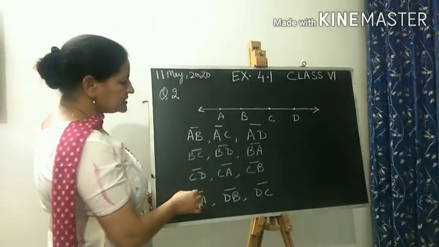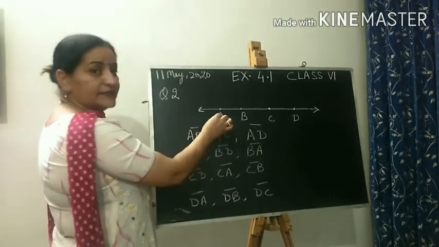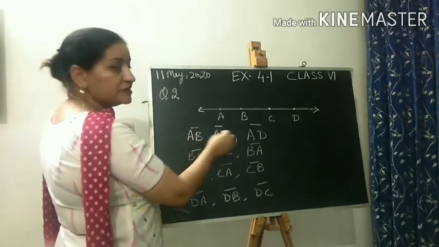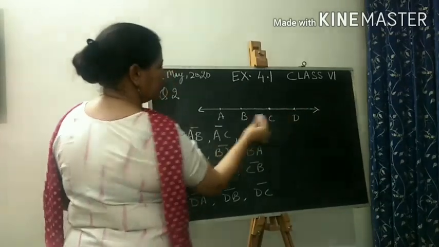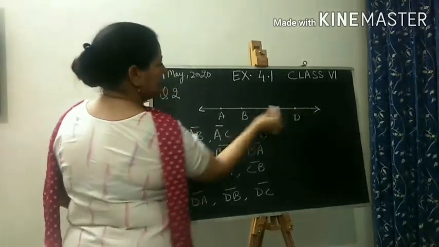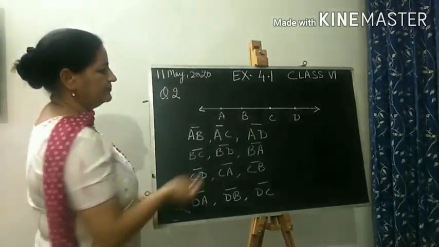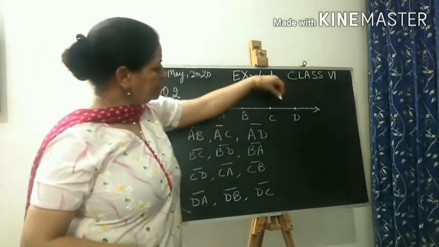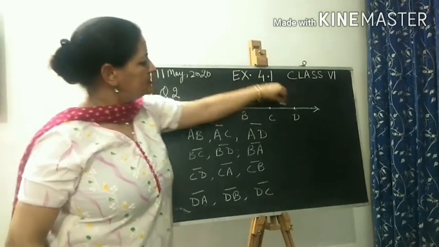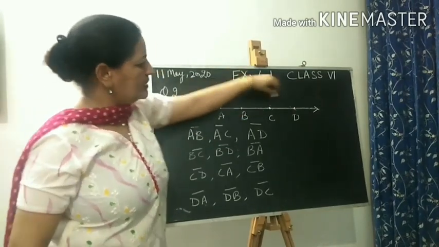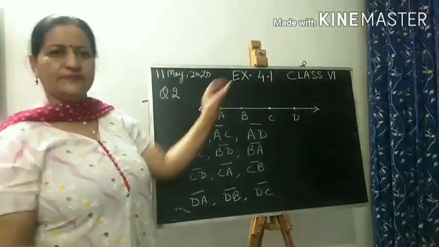Look at the answers carefully. With each alphabet there are 3 answers. Here it is AB, AC and AD. Then BC, BD and BA. Then CD, CA and CB. Next is DA, DB and DC.